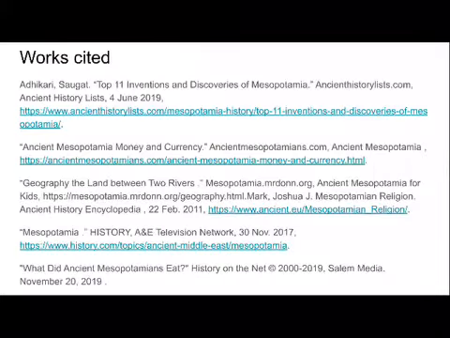This now brings us to the end of this slide presentation on ancient Mesopotamia. And here we have the works cited page, which you probably don't care about, and let's be honest, the person grading this is the only one that cares about the fact that I cited my work here.